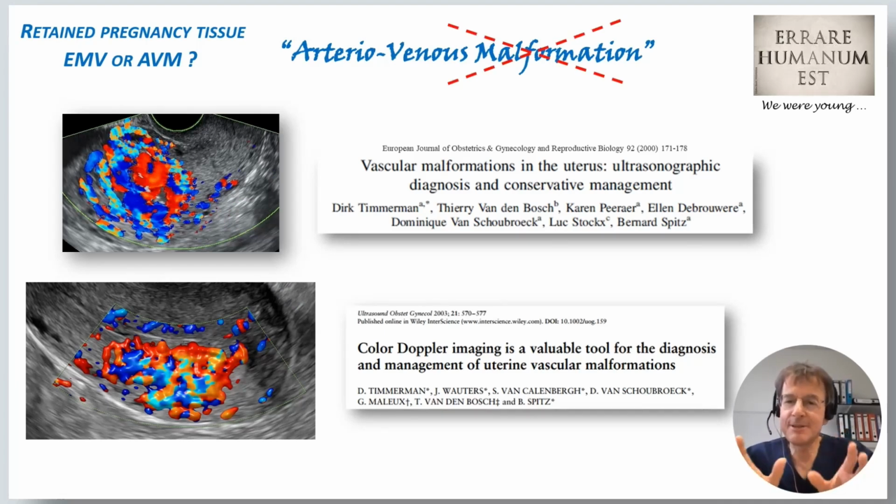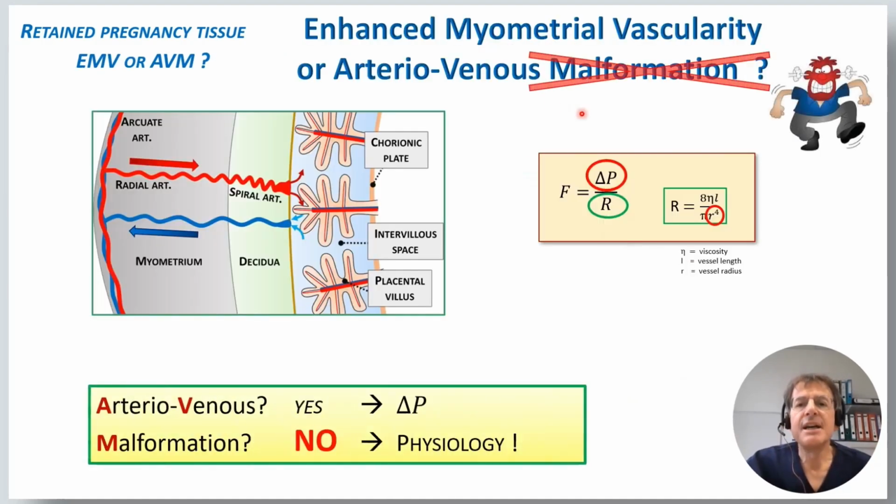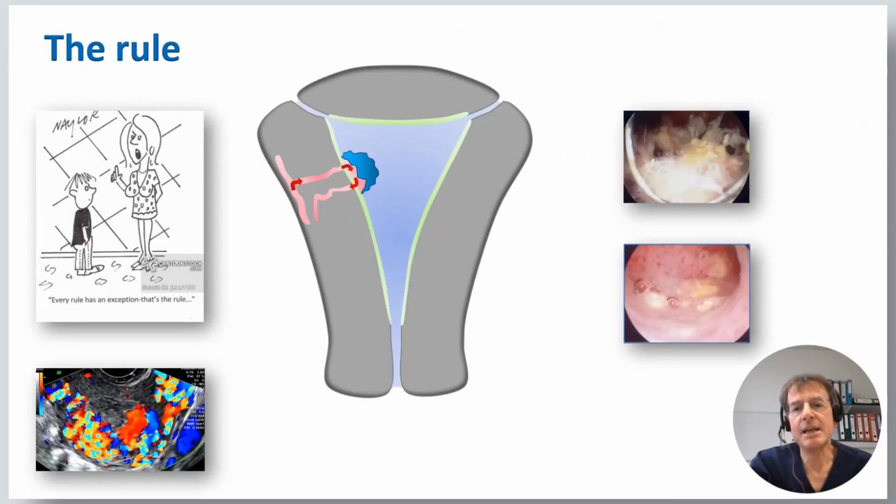And here we come to a concept that causes some confusion. We are responsible, because 25 years ago we published some work about arteriovenous malformations, and I just want to confess that 25 years ago we were young and we used the wrong term. It's not an arteriovenous malformation, so please don't use it if you're talking about enhanced myometrial vascularity that is pregnancy related. It's arteriovenous, of course, because that's just physics, but it's not a malformation. It's physiology, it's pathophysiology. These are the radial and spiral arteries that you see, and these are not malformed vessels. That's important, because an arteriovenous malformation is congenital and very, very rare.